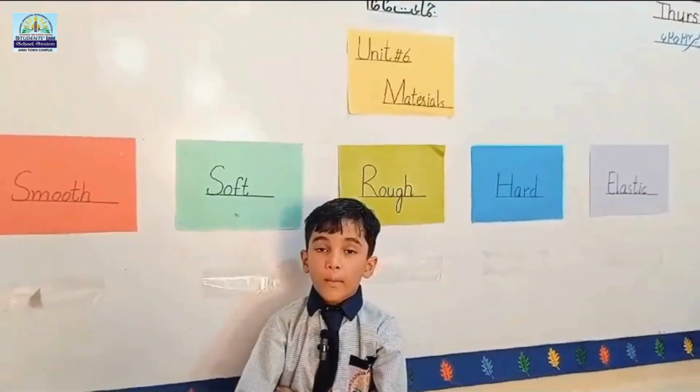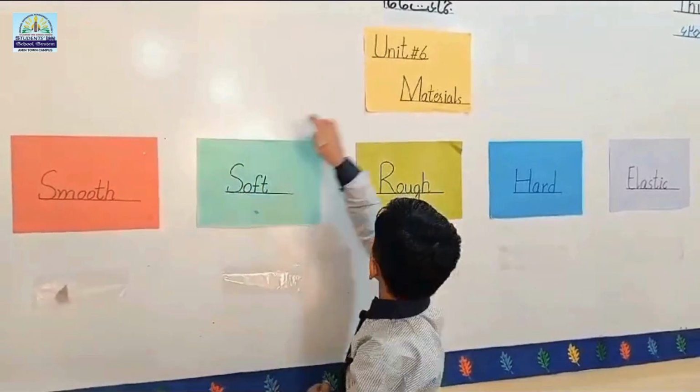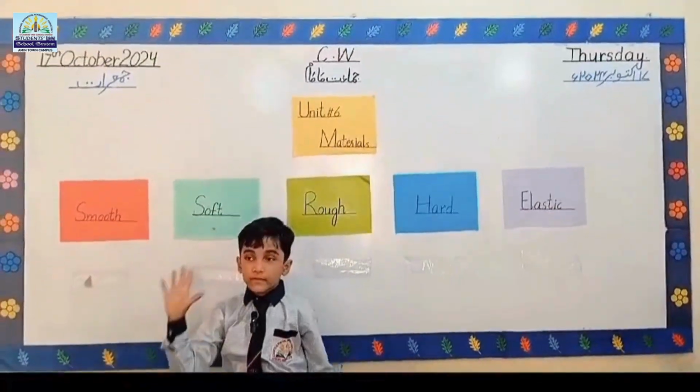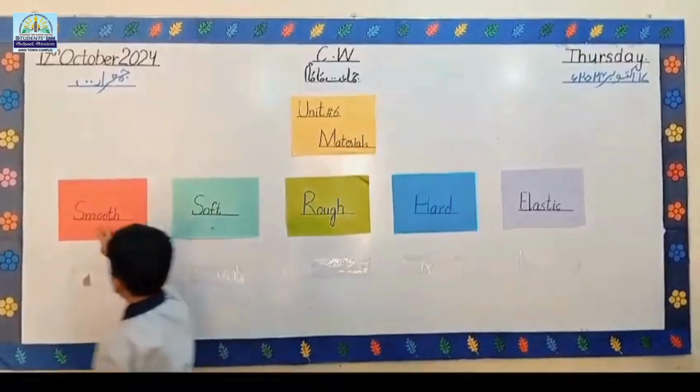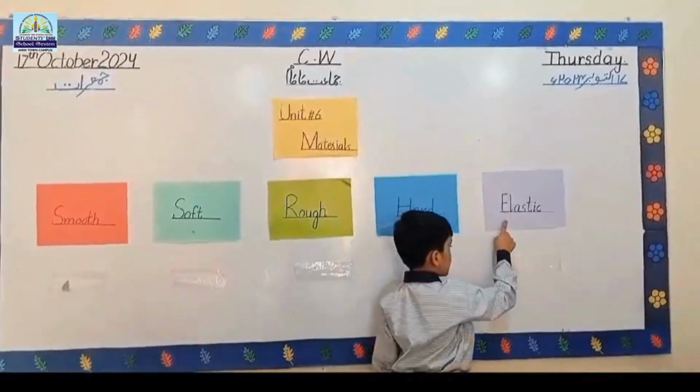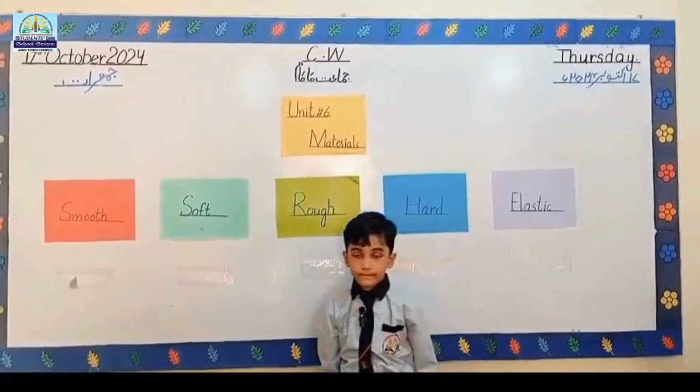My name is Fuad. My topic name is materials. There are 5 materials: smooth, soft, rough, hard, elastic.